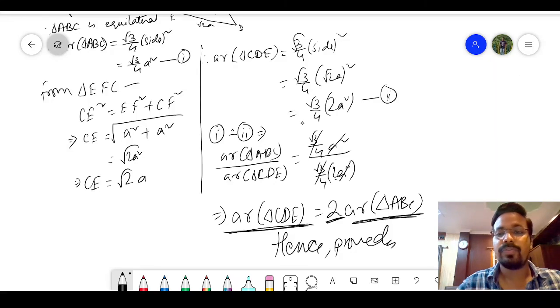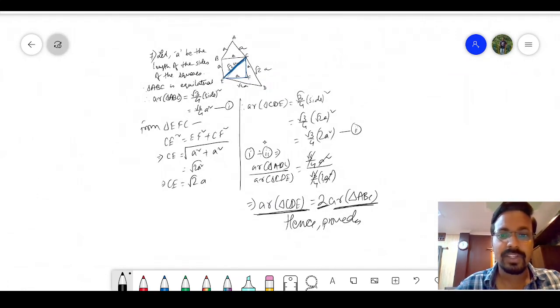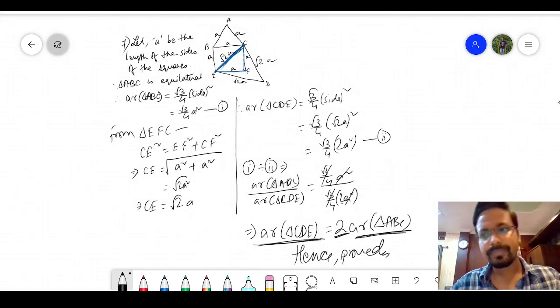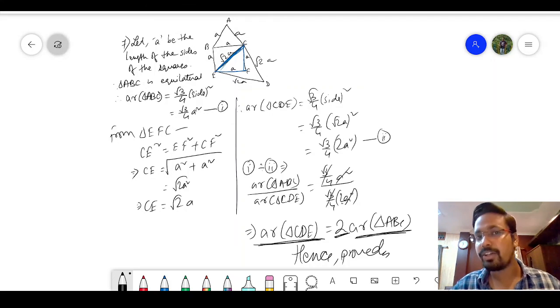And that's how you prove it. Just take one of the sides as A, so that all the sides will become A. Find the length of the diagonal. Then you will get the sides of both the triangles. Once you know the sides of the equilateral triangle, obviously you can use the formula root 3 by 4 into side squared for both the triangles. Once you do that, it becomes pretty easy for you to solve.